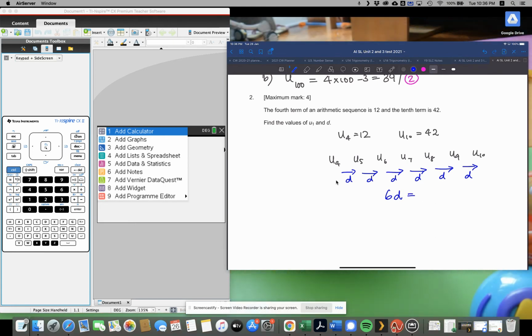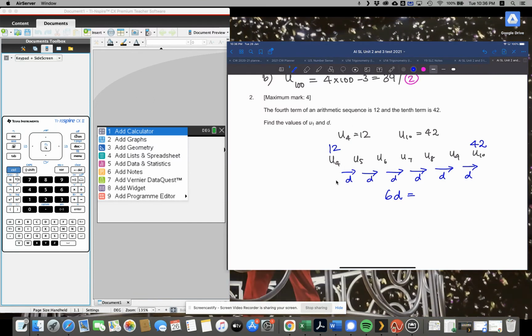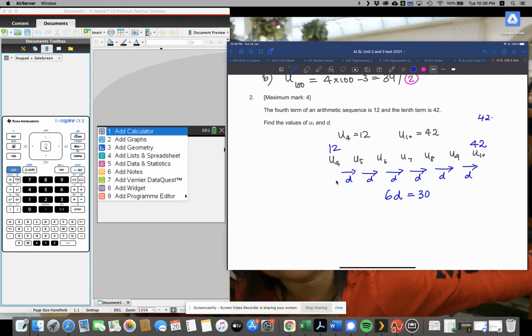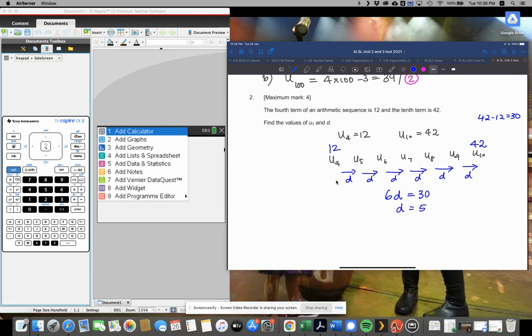And that is also equivalent to the difference between the two term values, which is 42 minus 12. That gives us 30. So 42 minus 12 is 30. That's the difference between the two term values. D must therefore be 5.